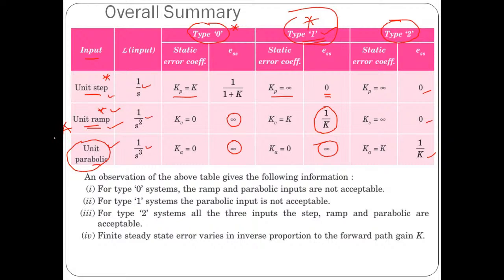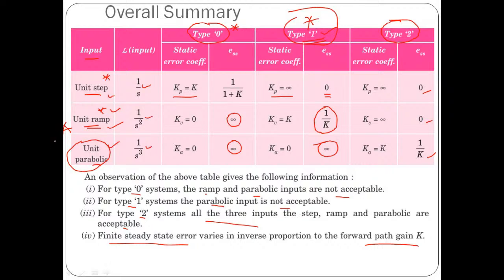So the same thing is mentioned over here. Whatever points I have discussed so far are mentioned in point form. The observations we have drawn from the table are: for type 0, the ramp and parabolic inputs are not acceptable. For type 1, parabolic is not acceptable. And for type 2, all types of signals are acceptable because the value of steady state error is either 0 or finite. The finite steady state error varies inversely proportional to the forward path gain.